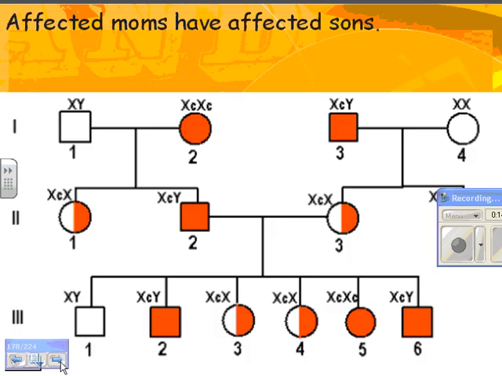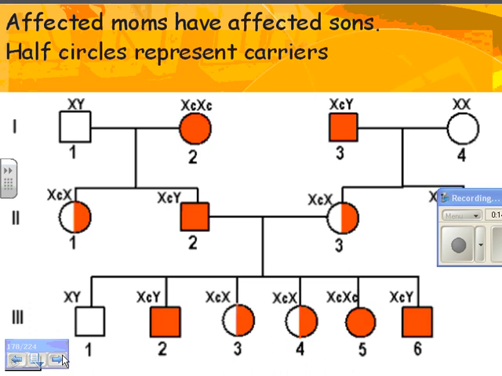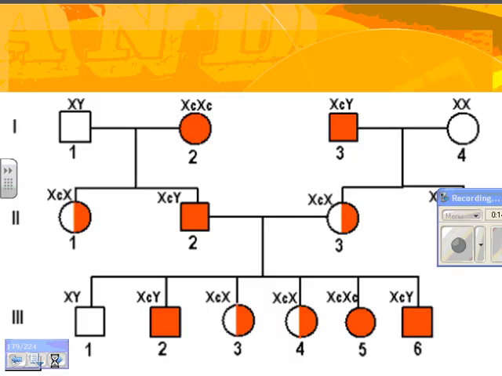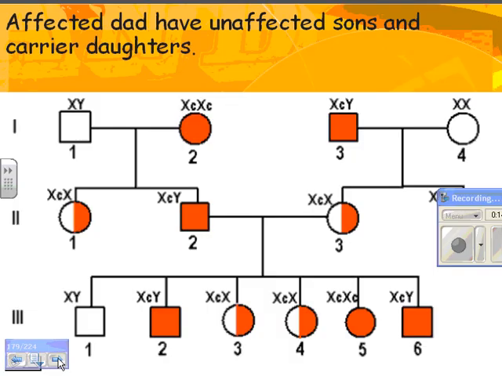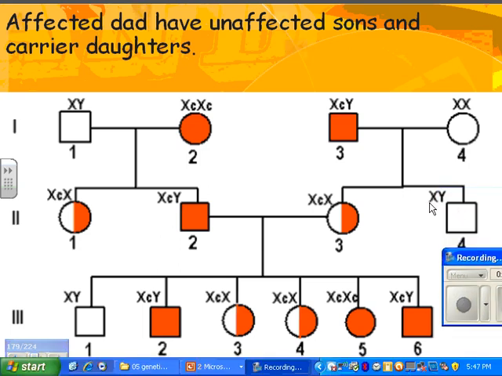So the affected moms have affected sons. If you're fully affected, you have to give your bad X chromosome to your boy, and that's what he gets. Half circles represent carriers. The affected dads have unaffected sons but carrier daughters. So here's a dad. His son is just fine, but his daughter's a carrier because his daughter gets that X chromosome, but his son gets the Y.